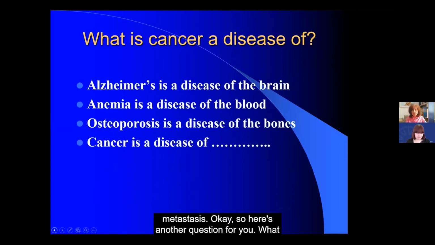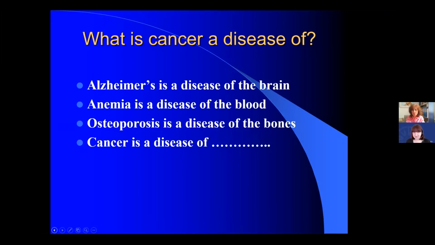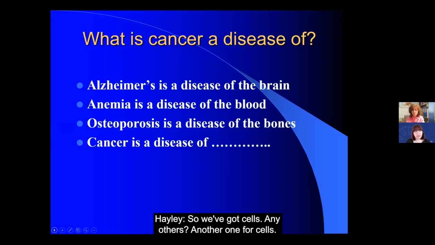Okay, so here's another question for you. What is cancer a disease of? We say Alzheimer's is a disease of the brain, and anemia is a disease of blood, osteoporosis is a disease of bones. Cancer is a disease of, anybody want to put their answers in the chat? So we've got cells. Let's see if we get any others. Another one for cells. Great.